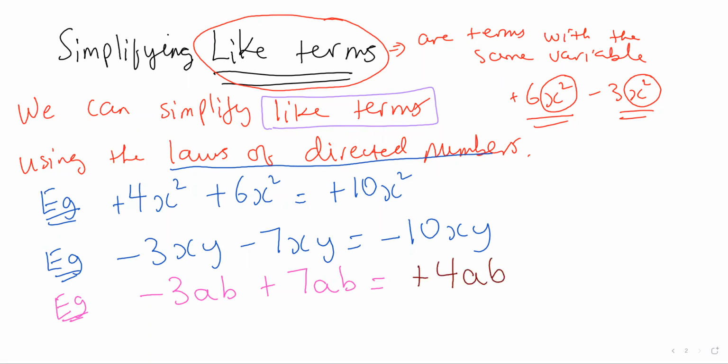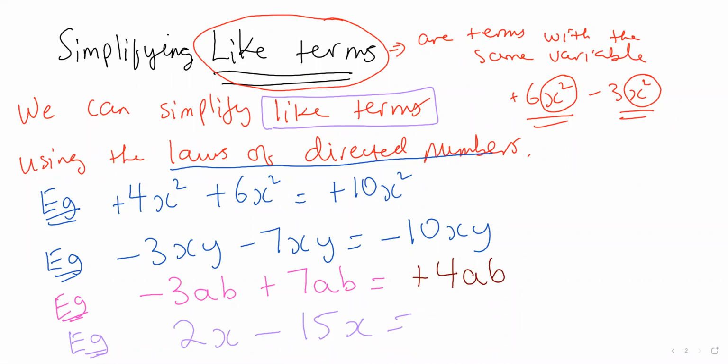We're going to do our next example here, right? All right. So what about this one now? 2x minus 15x, right? Are these like terms? Yes, they are like terms because these terms carry the same variable. We see an x here and we see an x here. We understand now that these are like terms. So we can simplify them using the laws of directed numbers.